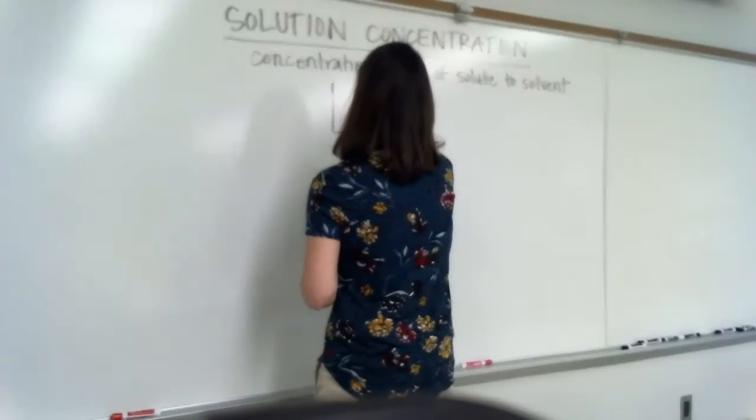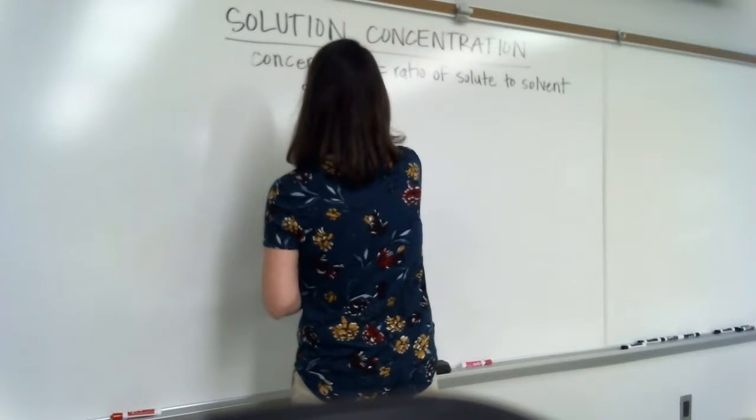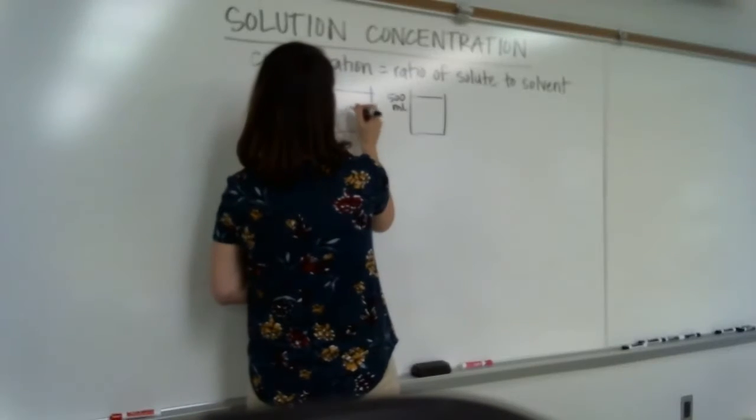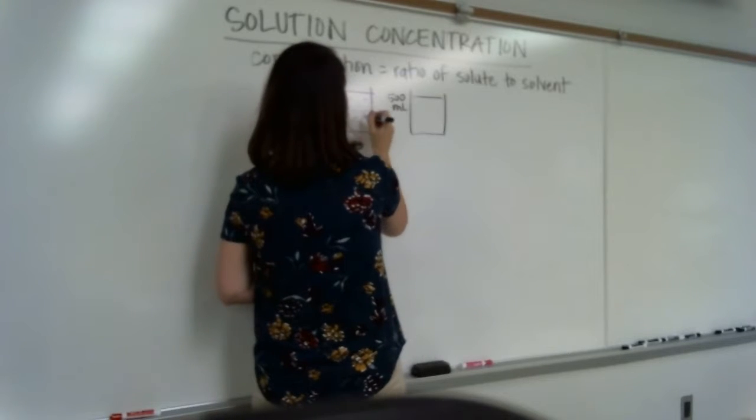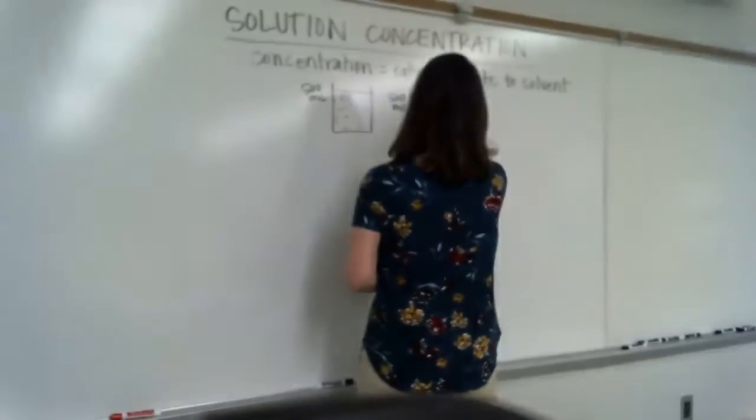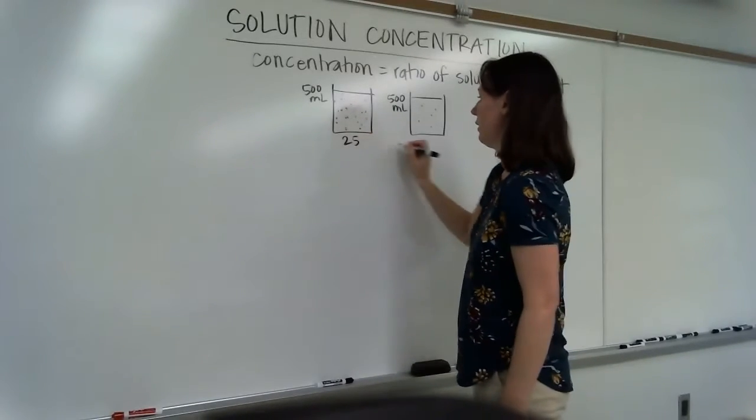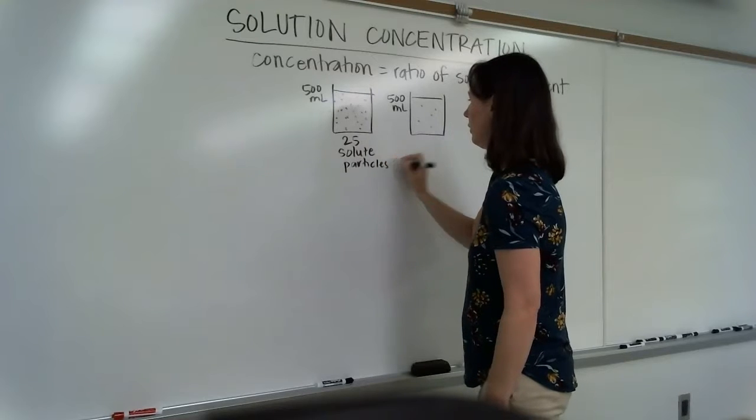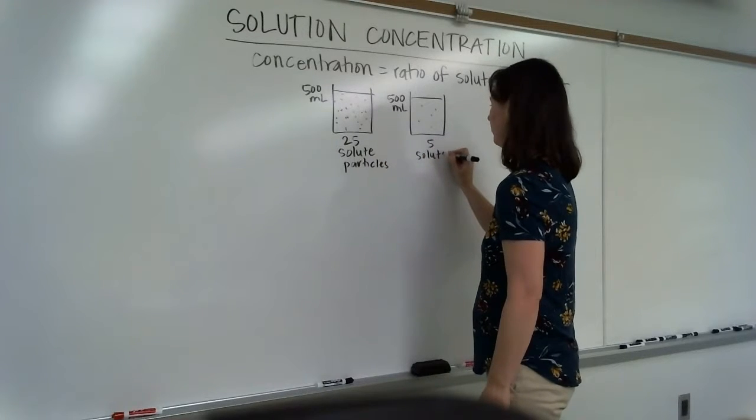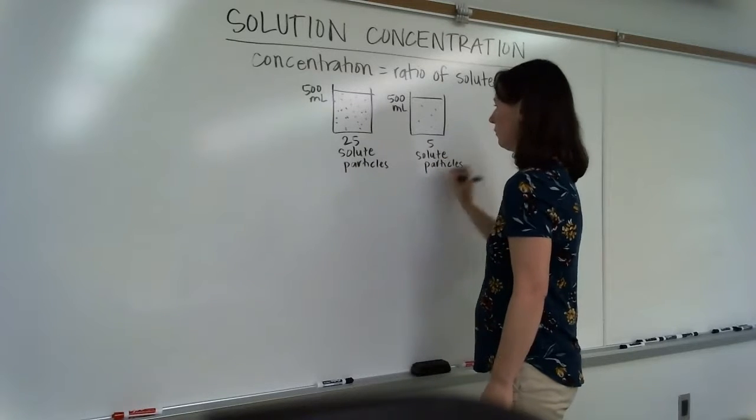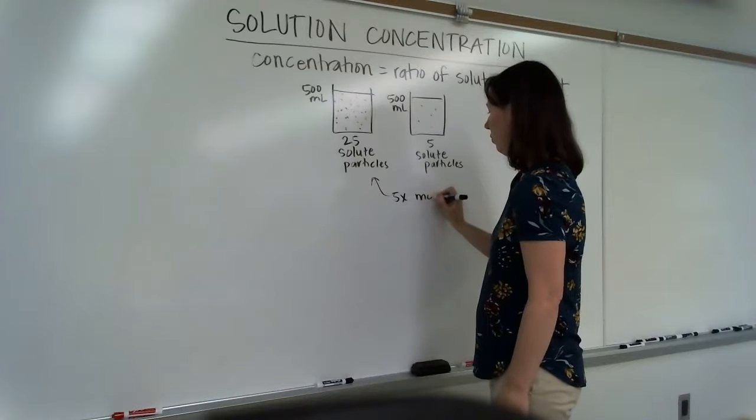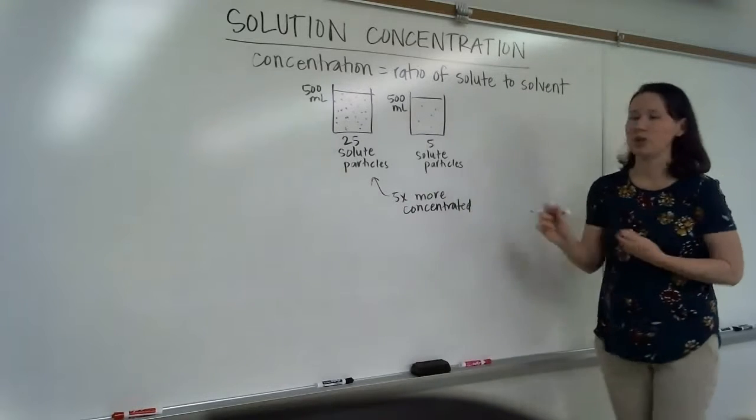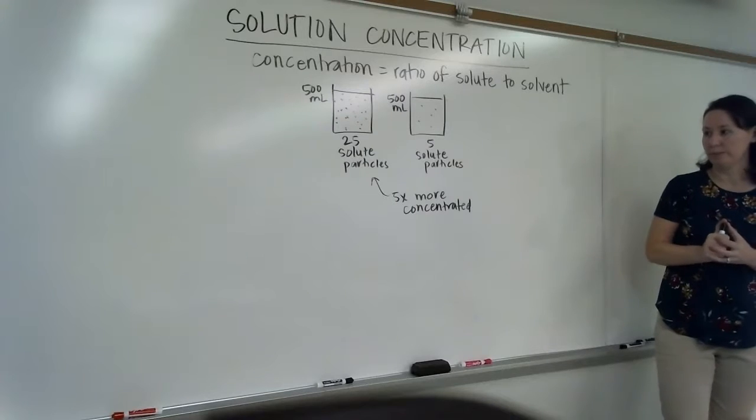So for instance, if we have two beakers, let's say they're both 500 mL. This one's got 25 solute particles, whereas this one's only got 5 solute particles. Right? This one is 5 times more concentrated. The ratio of solute to solvent is called concentration.